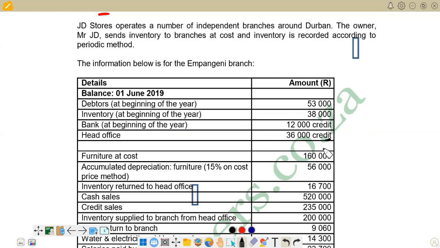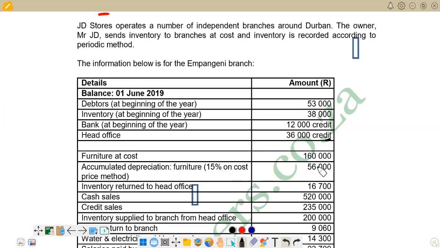We've got furniture at cost, which is 160,000. So this furniture, it's a non-current asset, it's a fixed asset. So we are not going to post it in any of these accounts that we are having. It doesn't fit in any of these accounts. We skip it.